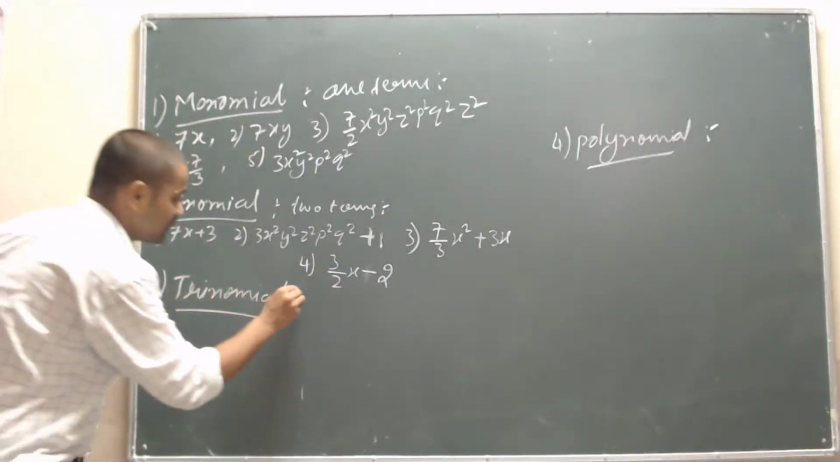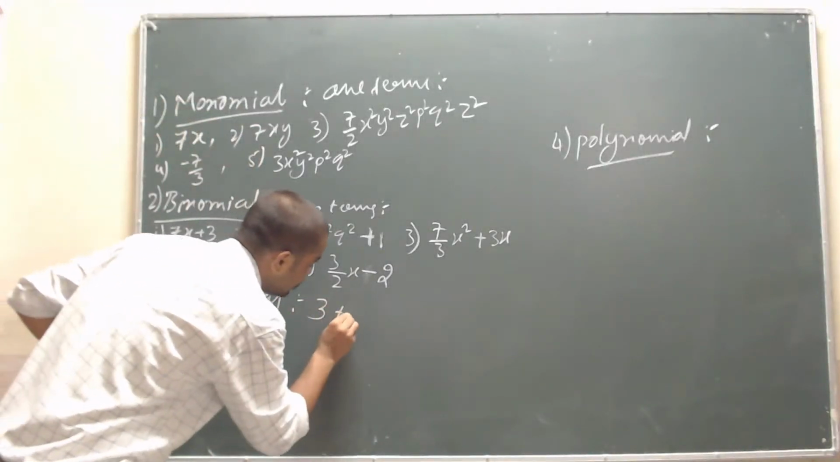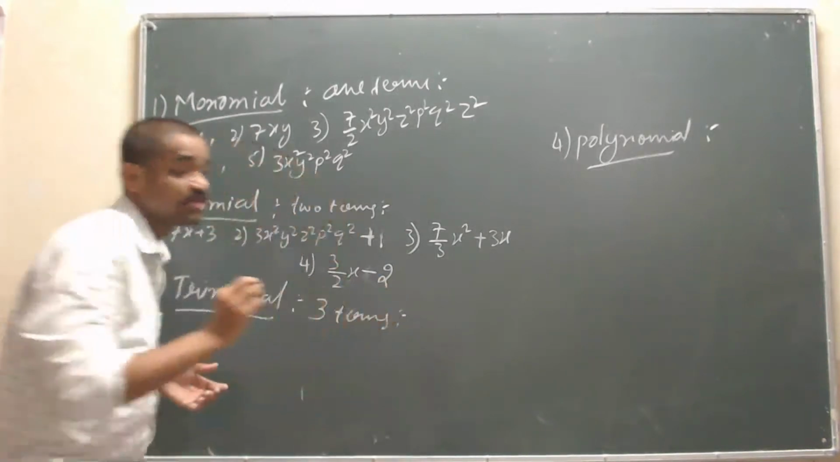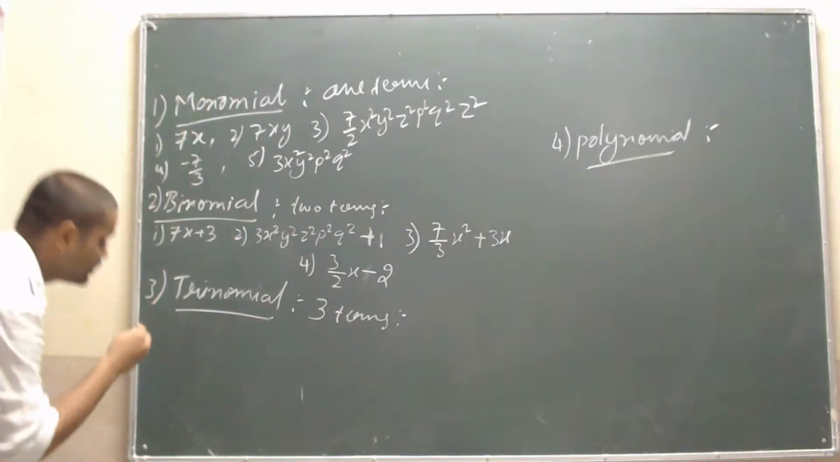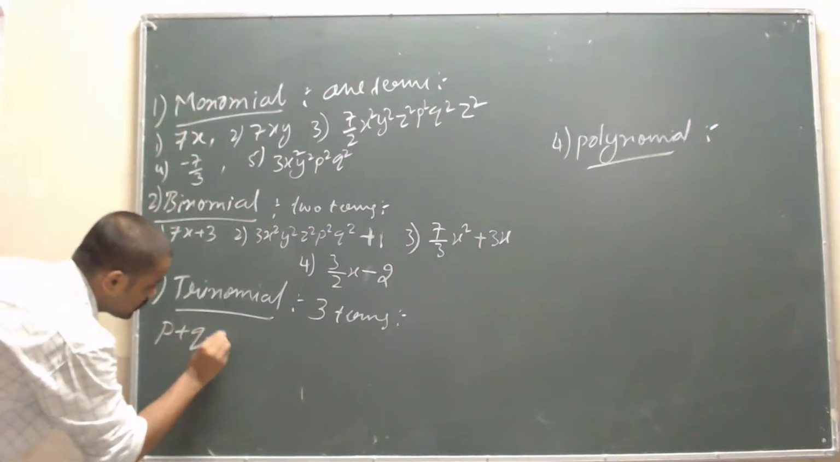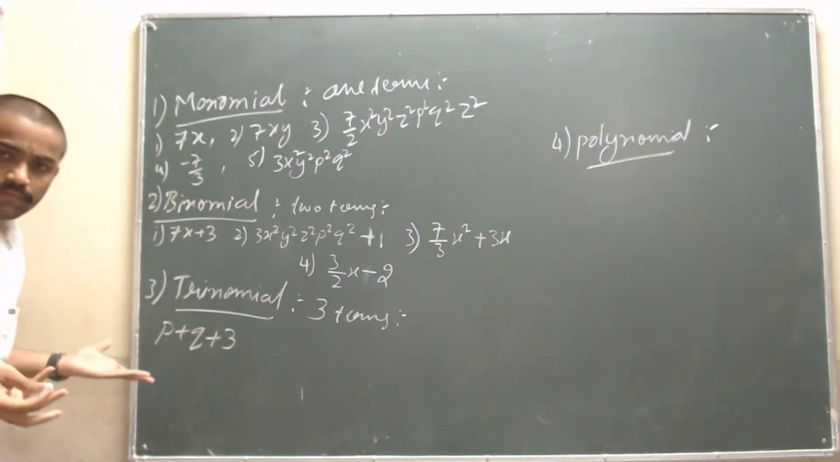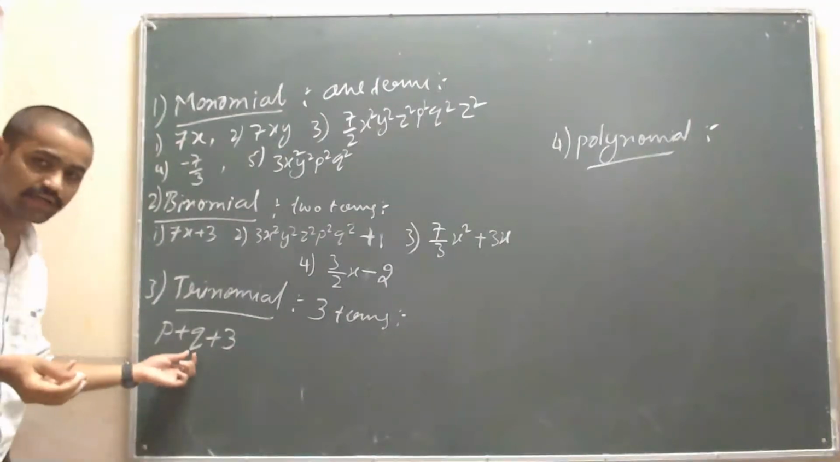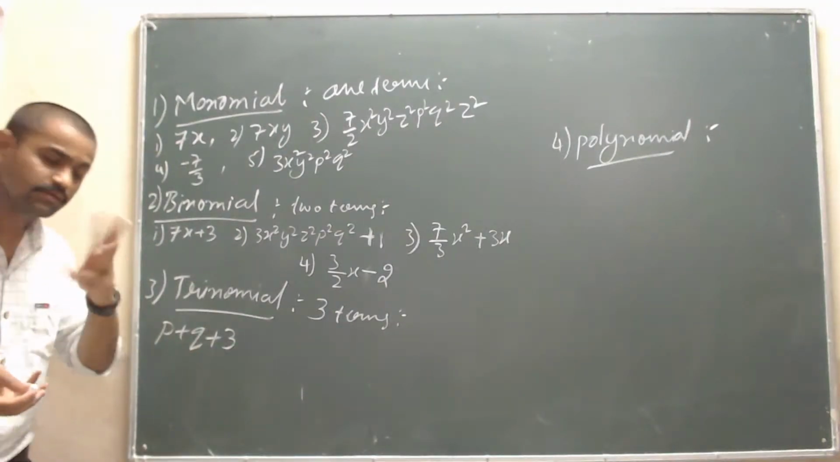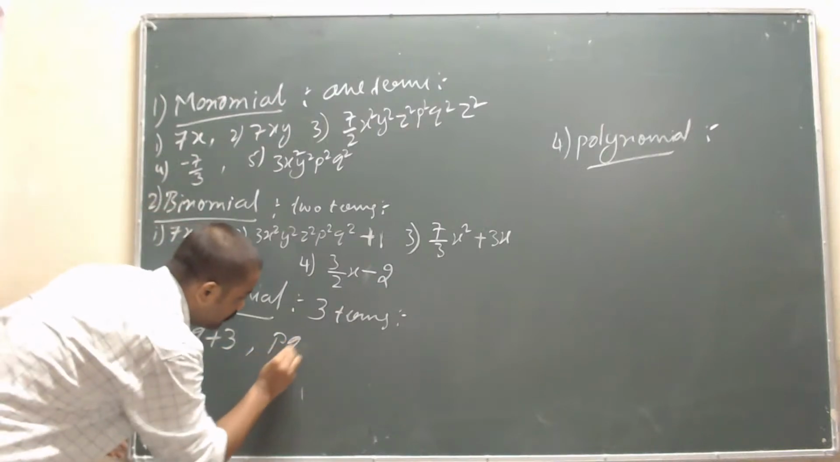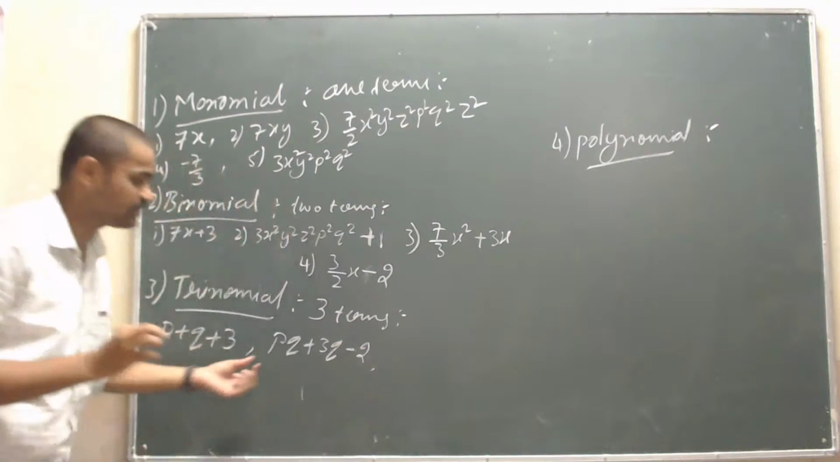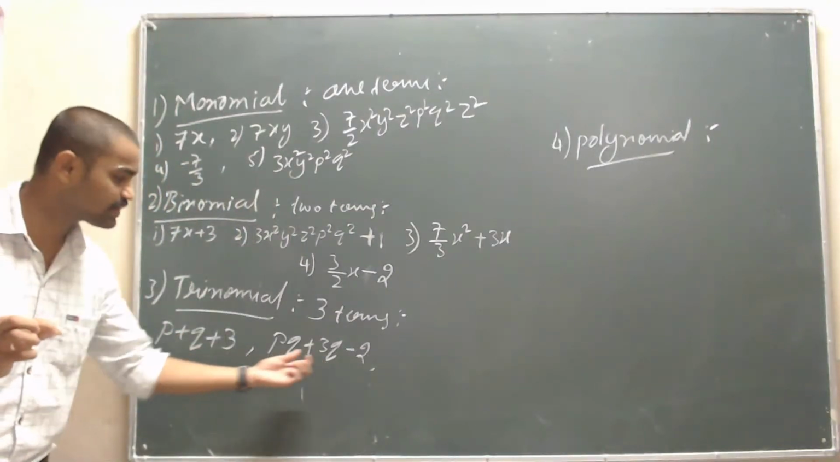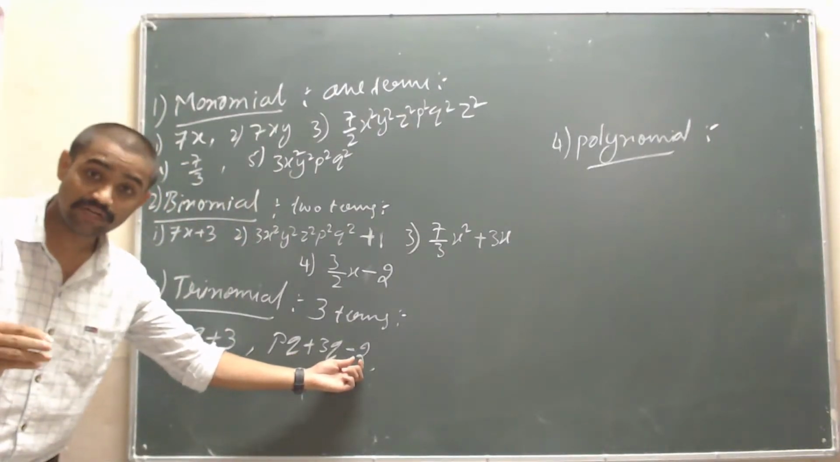Simple as that. It must be made up of three terms. It must be made up of three terms. What are those? See here, p plus q plus 3. p one term, q one term, 3 one term, three terms. Then pq plus 3q minus 2. Simple. pq one term, 3q one term, minus 2 is one term.